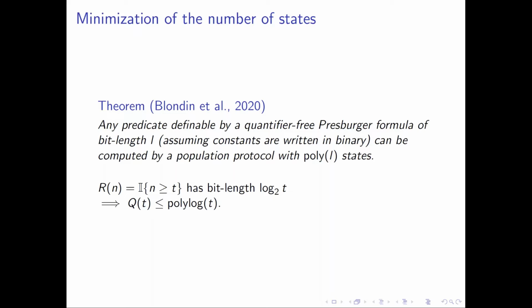Now, what it gives for our problem. So in our problem, we are interested in computing the predicate n is at least t. So it's like already written here, but we should also specify t. To specify t, we need log t bits. So this result automatically gives us an upper bound on Q of t, which I just want to remind, is just the minimal number of states in a population protocol that solves the flock of birds problem with threshold t. So Q of t turns out to be at most polylogarithmic in t, and so this is much better than we had on one of the previous slides, where we had Q which was about linear in t.